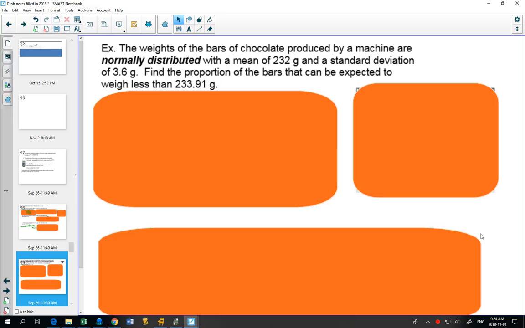The weights of chocolate bars produced by a machine are normally distributed with a mean of 232 grams. That is a big chocolate bar. How big of a chocolate bar is that? I think the Lindt chocolate bars that are this size are 100 grams. It's just like, whoa. That's nice. And a standard deviation of 3.6 grams.